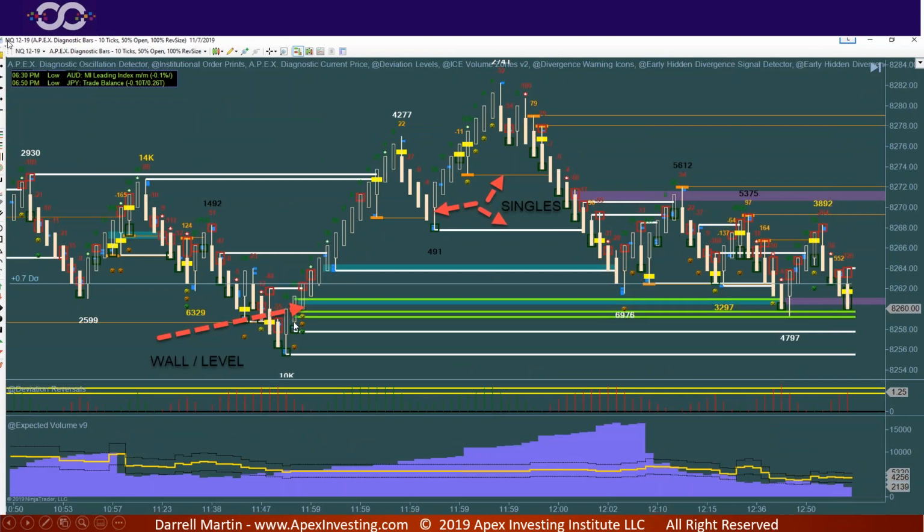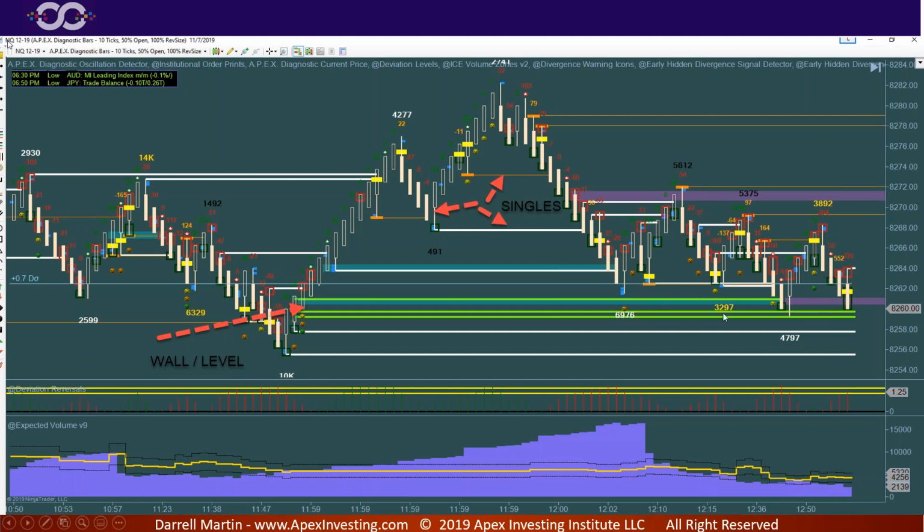Wall level. Look at all these big institutional I blocks. Boom, boom, boom. And an I zone. Okay? There's a stack. Here's a single. Hey, no problem. We got a nice little trade off of it. There we go. Go down here. Can't break it. Can't break it. Okay? It's harder to break.